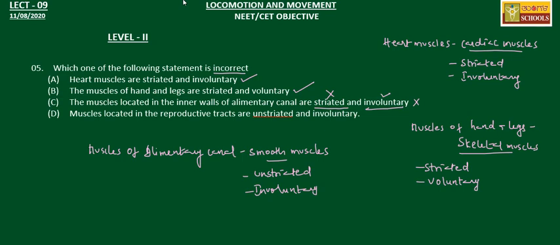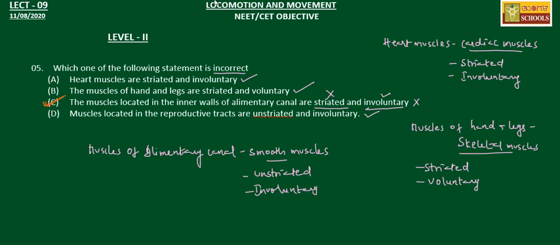The muscles located in the reproductive tracts are unstriated. Yes, they are. Again, smooth muscles, and these are unstriated and they are also involuntary. So hence, this statement is also a right statement. So out of these four statements, the statement that is incorrect is C. So C option is the correct answer.